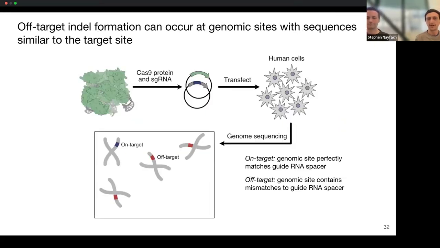Cool. So the next experiment that we wanted to do was to not only look at on-target sites, but also look at off-targets. One type of off-target site that we looked at were sites in the human genome where the sequence is very similar, but contains mismatches to the guide RNA that was used to guide the Cas9.